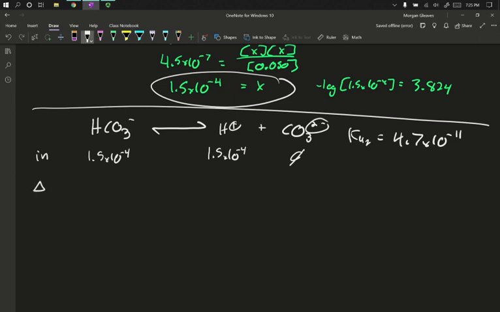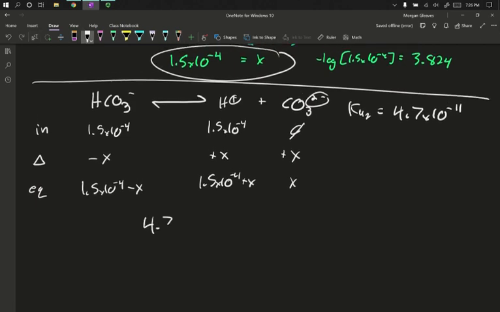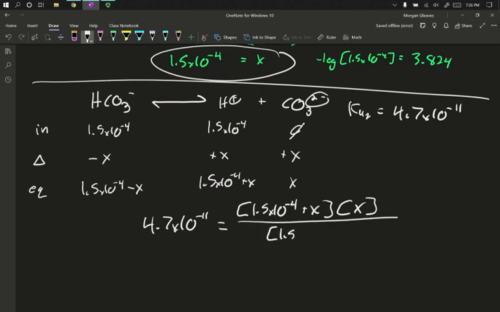Well, there's going to be a change. I can't do the reverse. I still don't have any carbonate, so I'm going to lose a little bicarbonate. That means I'm going to make a little H plus and a little carbonate, and I'm going to reach equilibrium. Our calculation becomes a little more complex if we try to put it in, but still 4.7 times 10 to the minus 11 has to equal our H plus, 1.5 times 10 to the minus 4 plus x, all divided by 1.5 times 10 to the minus 4 minus x.